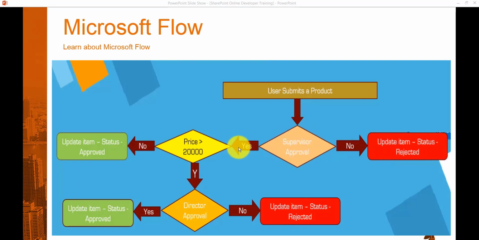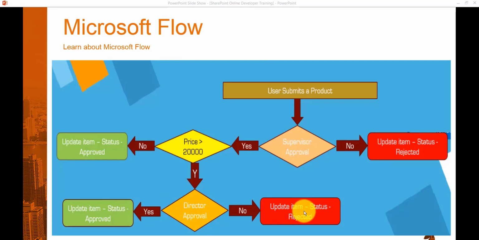If the supervisor approved it, then once it is approved, it will check the status, check the price. If the price is more than 20,000, then it is basically checking the condition, and if it is no, then the update status will be approved. But by any chance, if the price is greater than that, then there will be another level of approval required. It is the approval from the director, and finally if the director approves, then the status will be approved, and if it is rejected, then the item will be rejected.